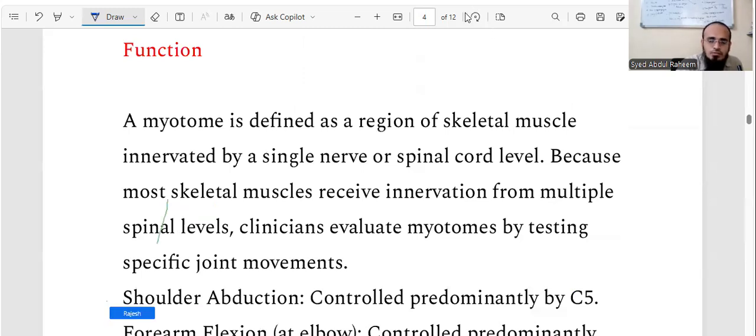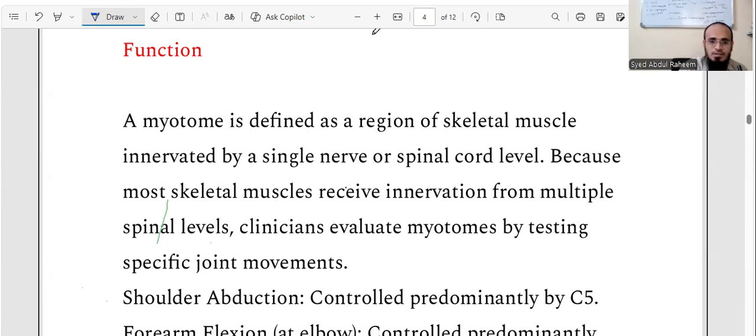Okay, no doubts. A myotome is defined as a region of skeletal muscle innervated by a single nerve or spinal cord level. I explained this because most skeletal muscles receive innervation from multiple spinal levels. Clinicians evaluate myotomes by testing specific joint movements. So we have examination one. What is the examination?